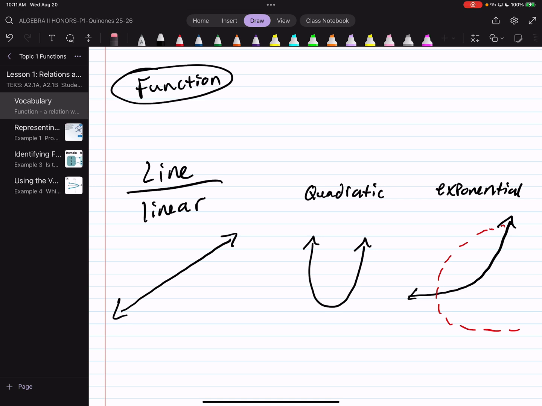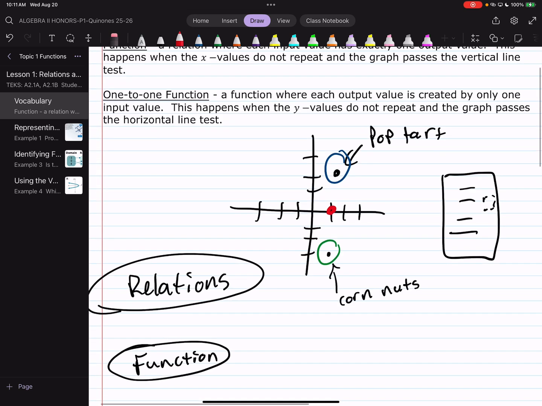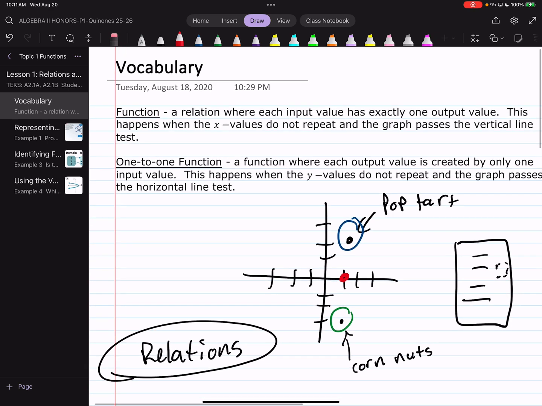How did I know these were functions? Well, we drew a line, a vertical line. What did that vertical line tell us? That for every input, there's how many outputs? 2, 1, question mark? How do we say something is a function? What does our vocab tell us? What values do not repeat? X values. So for every input, X, how many outputs am I expecting? 1 output. That's how I know something is a function.